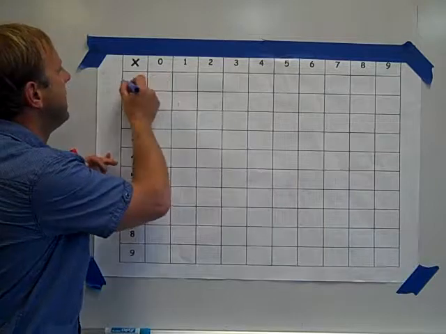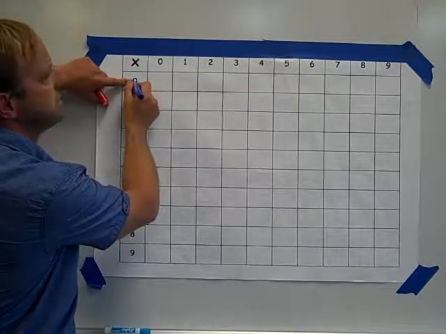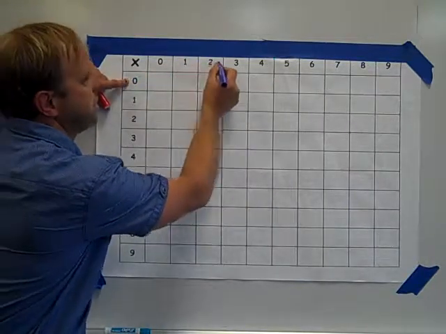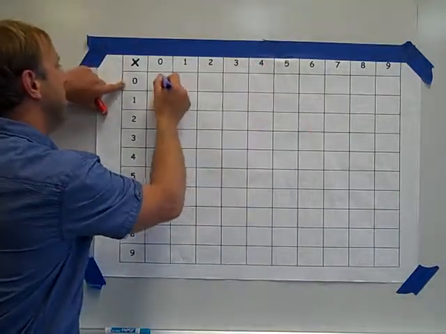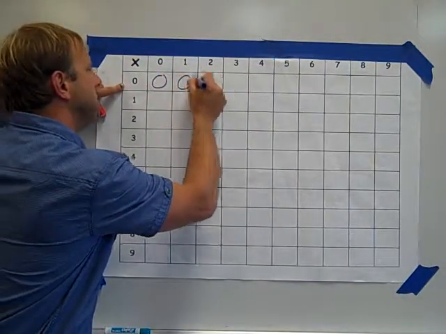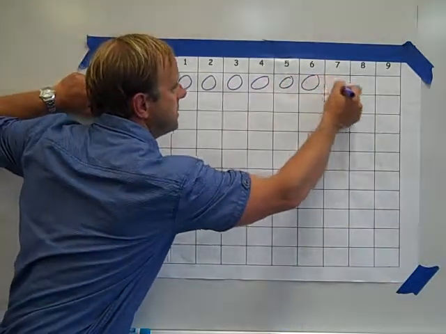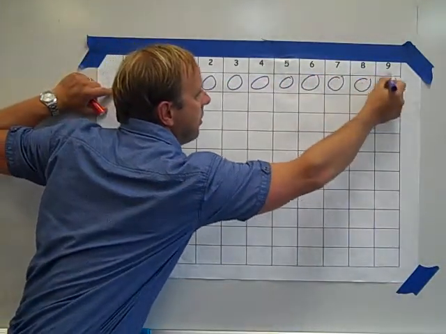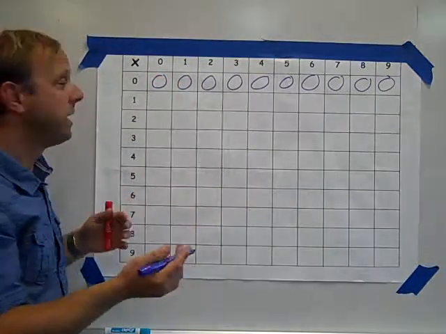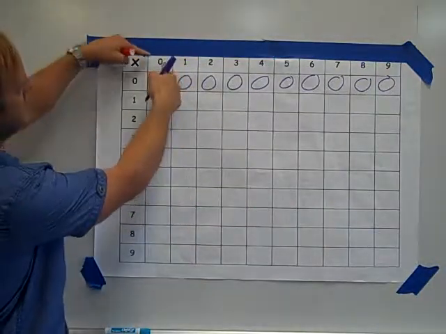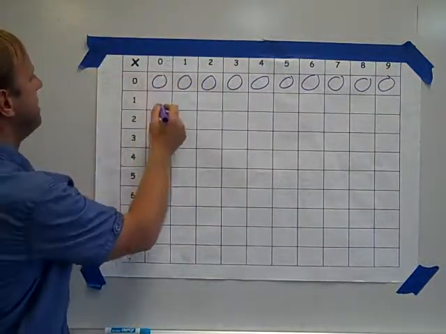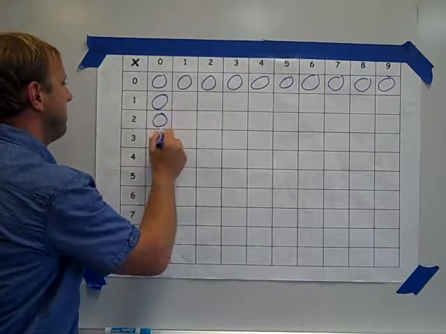So any number times 0. I'm using the zeros and going across. 0 times 1, 2, 3, 4, and so on. Well, we already talked about 0 times any number is always going to be 0. Every one of them. Same here, except now I'm going 0 times all of these. All of these are 0.